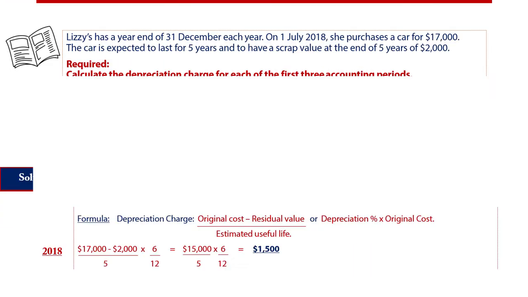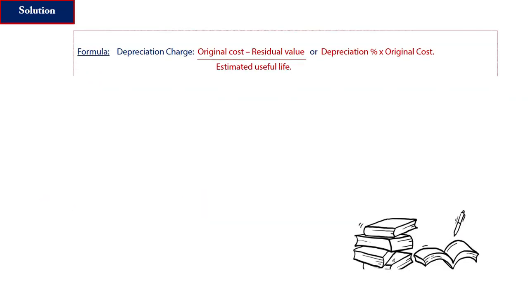Let's move to talk about the solution. So the formula, as we talked about earlier, is that the original cost less the residual value divided by the estimated useful life, or depreciation percentage times the original cost. Okay, so let's first look at 2018. The original cost was $17,000.